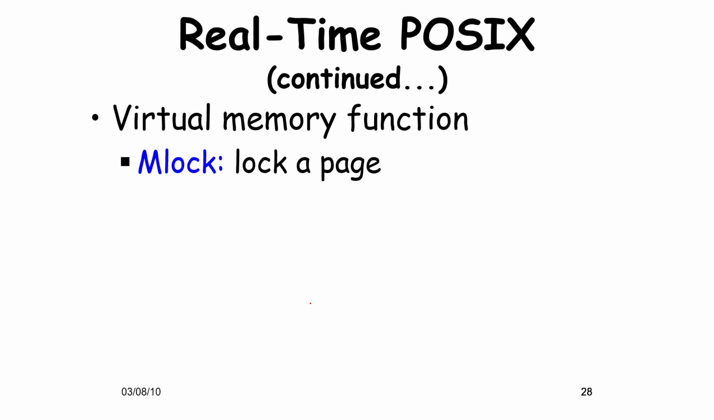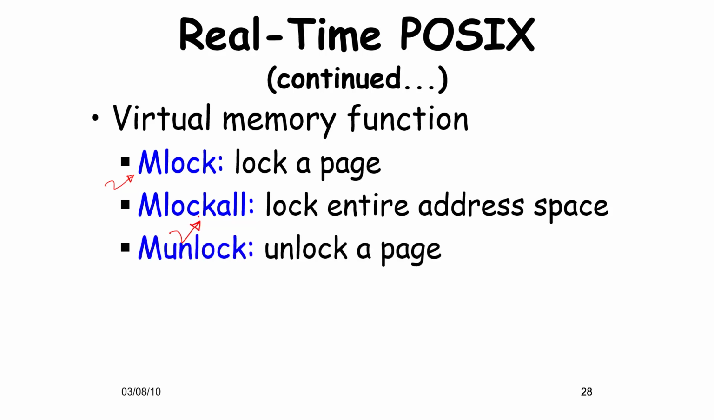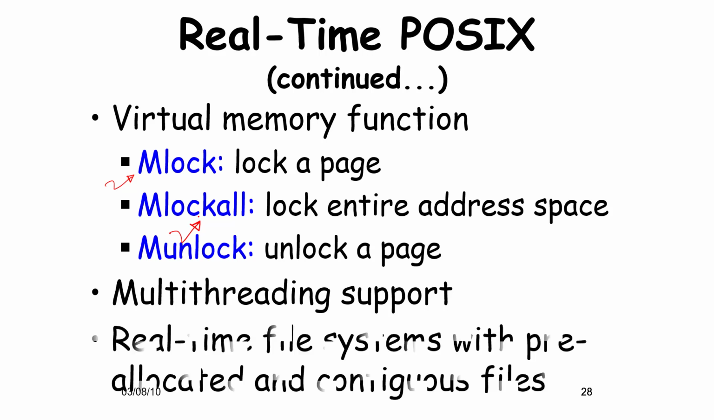Then virtual memory functions. POSIX does say some very interesting things about virtual memory. It wants systems, at least the full standard, to implement mlock, which is to lock a page in memory. So this again gives it a deterministic access time. Mlockall is to lock the entire address space. Then munlock is to unlock a page, right? So locking is required, which will ensure that you don't have to go to the swap space, unless you want to.